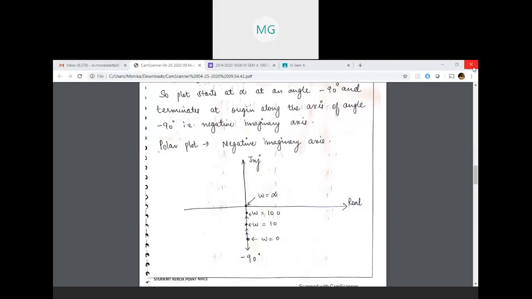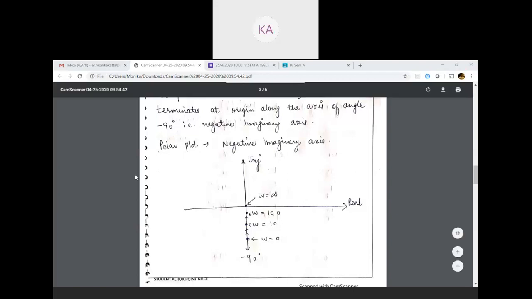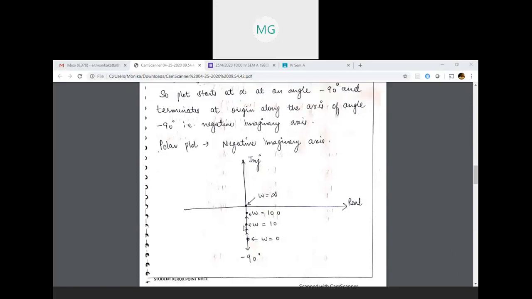Fine. So what is your polar plot for the given question? Polar plot is your negative imaginary axis. Why? Because your plot is in this direction, it starts from 0 and ends at infinity. So the entire negative imaginary axis is your polar plot. It starts at infinity and ends at origin. That's the reason we have marked the direction of arrows in this way. We can't comment on clockwise and anti-clockwise for this question. This is just a simple question. For question number 2, we will be seeing.